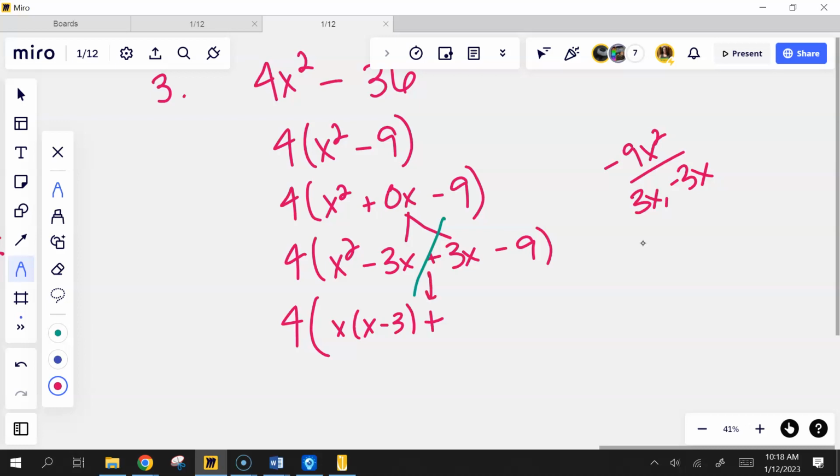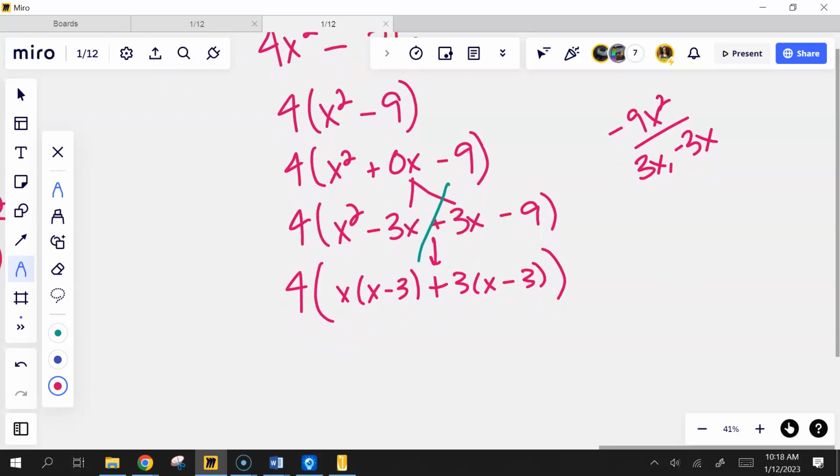Middle sign stays. I've got a plus here. What can I take out of the last two? 3. And what's left? That's exactly right. Yay. The 4 keeps following this little problem down. I take the x minus 3 out from both of them, and what is left? X plus 3.